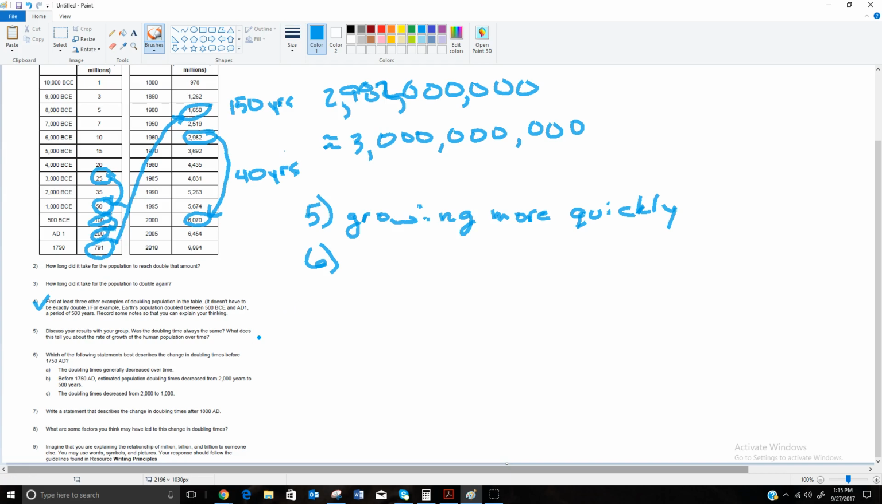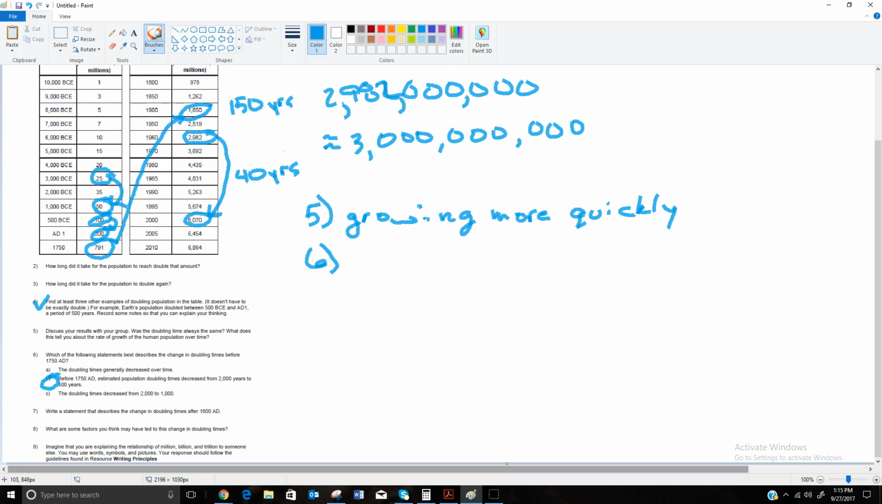So which of the following statements best describes the change in doubling times before 1750 AD? The doubling times generally decreased. Before 1750, estimated population doubling times decreased from 2,000 to 500, or the doubling times decreased from 2,000 to 1,000.